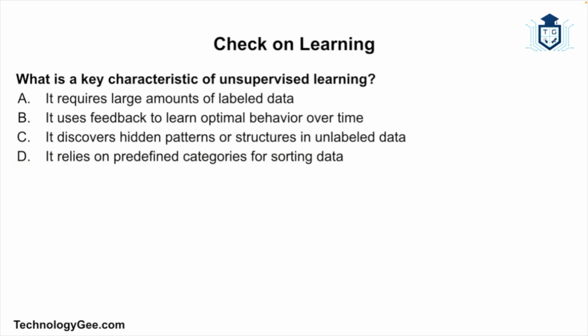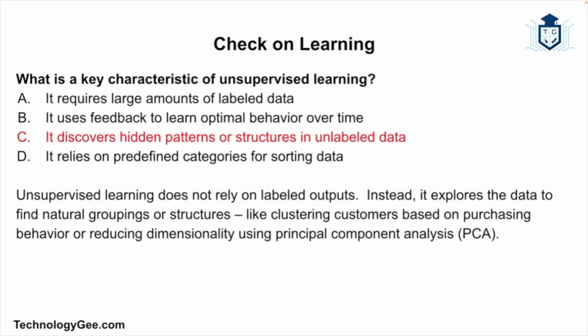Next question, what is a key characteristic of unsupervised learning? Is it requires large amounts of labeled data? It uses feedback to learn optimal behavior over time. It discovers hidden patterns or structures in unlabeled data, or it relies on predefined categories for sorting data. And the correct answer is it discovers hidden patterns or structures in unlabeled data.